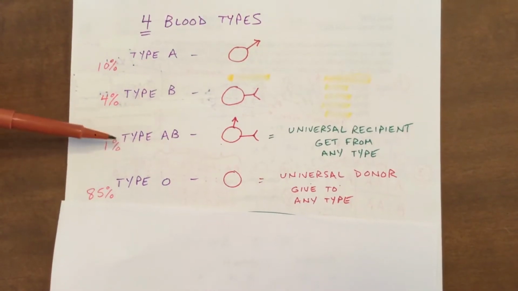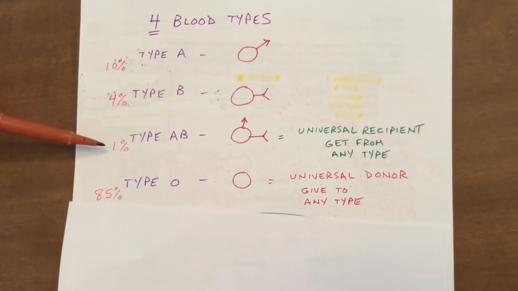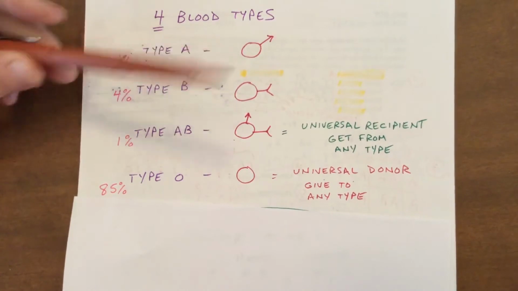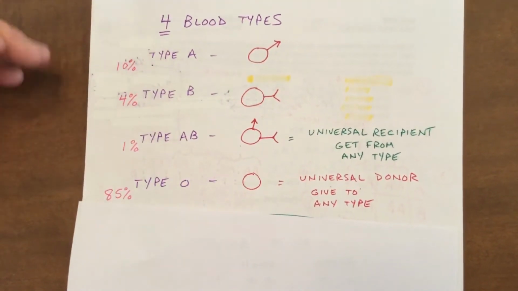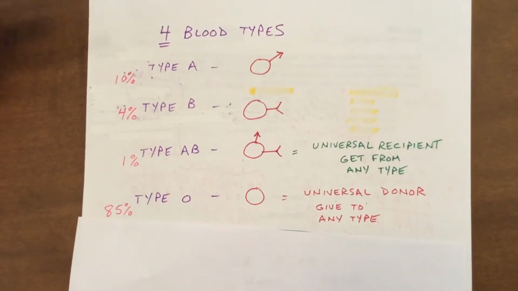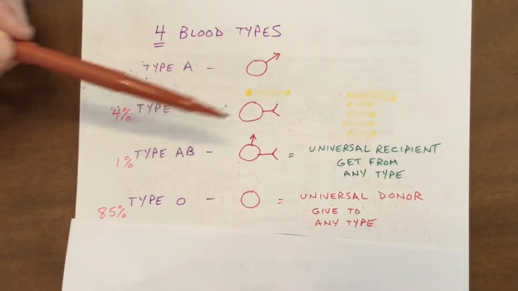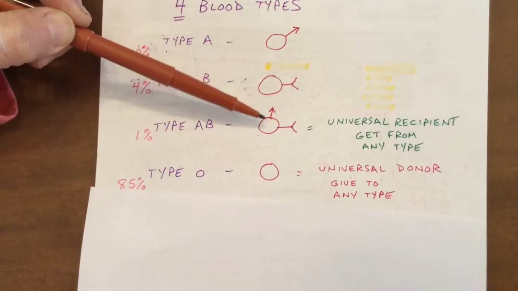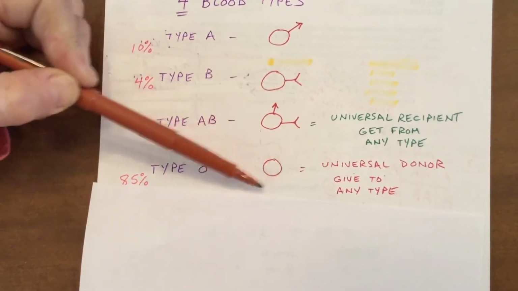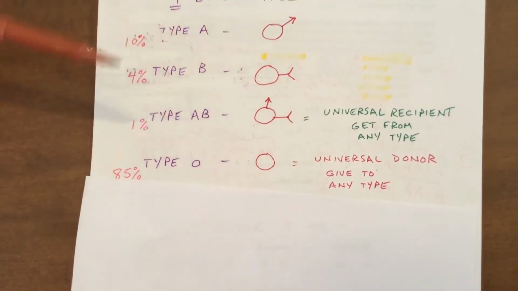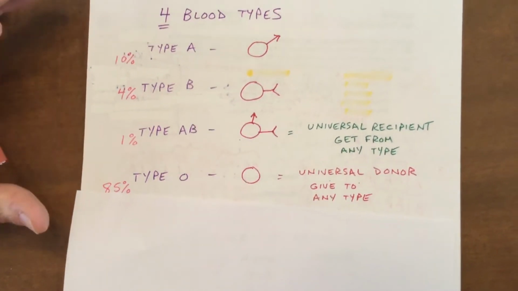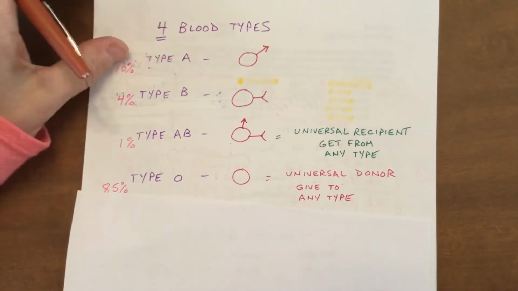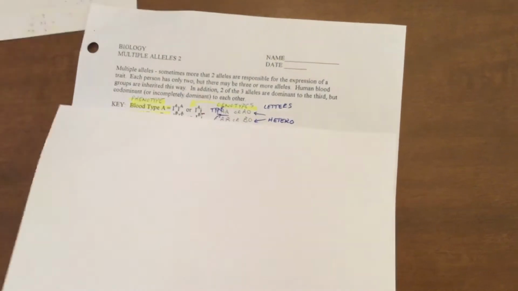If we go back to a type AB person, about 1% of the population has it, but they are the universal recipient, which means they can get blood from any blood type. It doesn't matter what blood is put into them. Their body recognizes the A protein, the B protein, the AB together, as well as the lack of protein on type O. Type B is about 4% and type A is about 10% of the population. So we're looking at these phenotypes on the front side of this page when we look at the problems you will be doing.